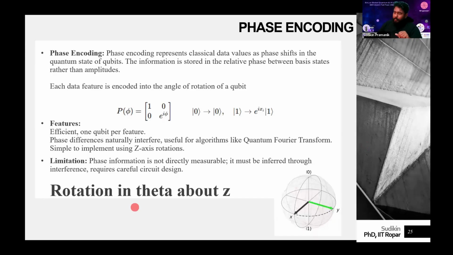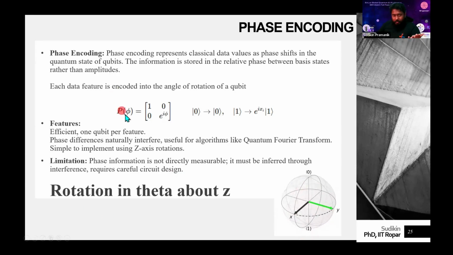So what is the difference here? See, in angle encoding, we said that we are changing the theta, but in phase encoding, we are changing the phi. What is phi? If you look carefully, in angle encoding, we are moving from top to bottom, but in phase encoding, we are moving along the equator, right? Along the latitude, not along the longitude. That means we are changing the azimuth, what we call azimuth. We're changing the azimuth, okay?